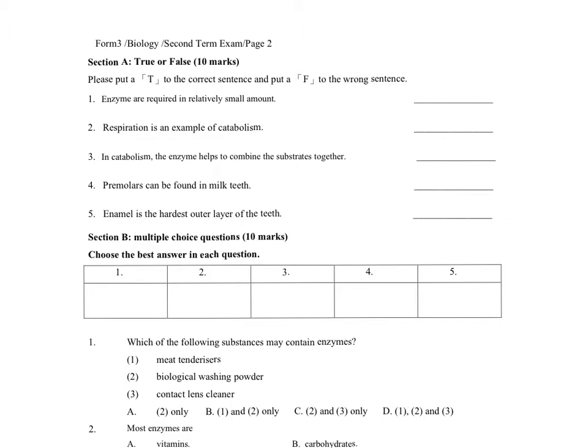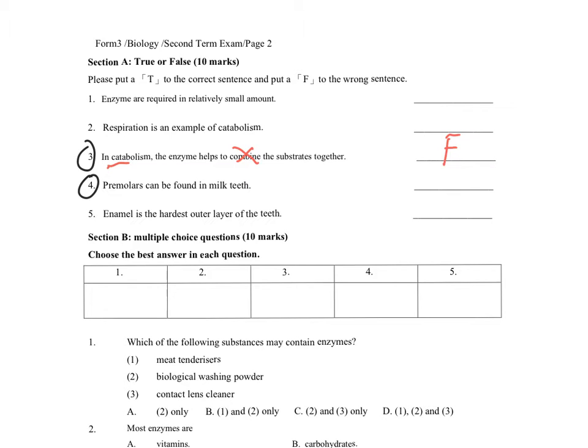Okay, let's check the answers and have the exam review. For section A, there are only two wrong sentences. They are question 3 and question 4. In question 3, catabolism means breakdown. The enzyme helps to combine, so this is a wrong sentence. And in question 4, premolar can be found in milk teeth.